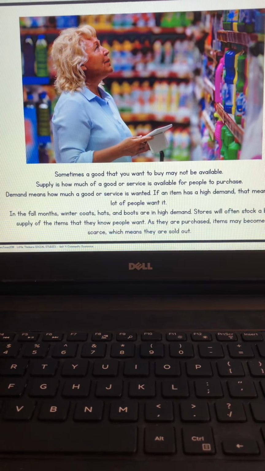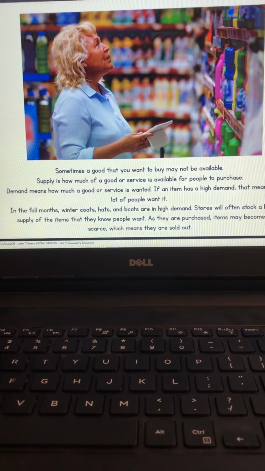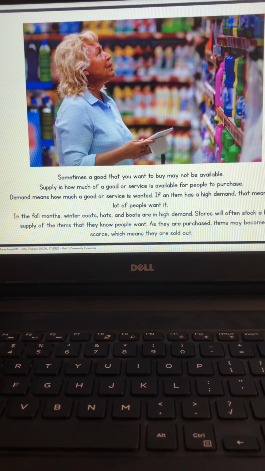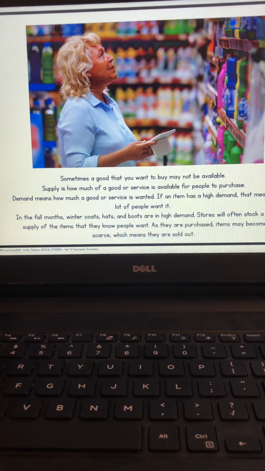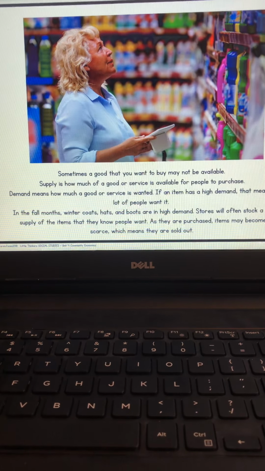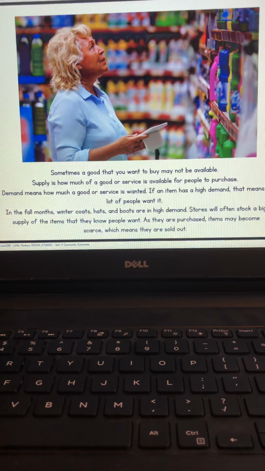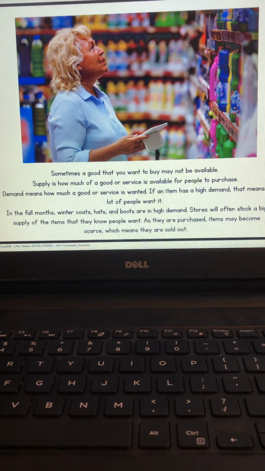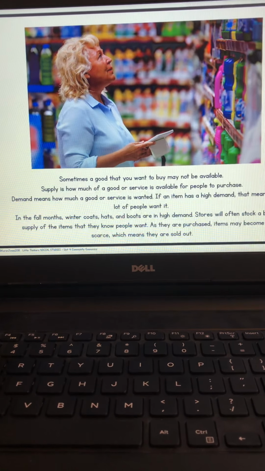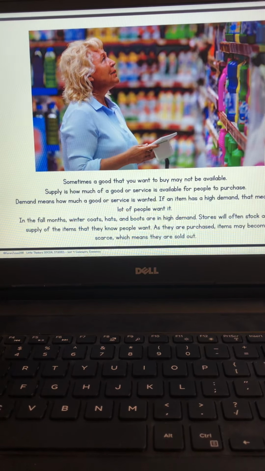Sometimes you want to buy something, but it's not available. It's not there. Supply is how much of a good or service is available. We talked about this a little bit ago. So the supply is how many you have of something. If you work at a bookstore and you have 100 books, your supply of books is 100. If you have one book, your supply is only one.